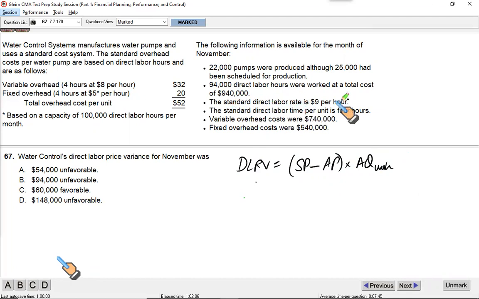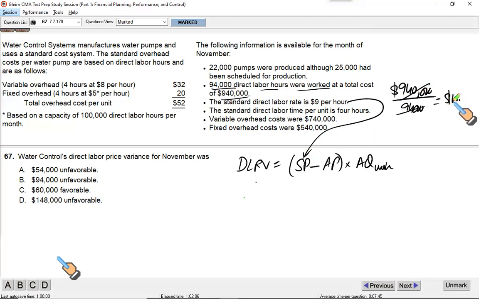The standard direct labor rate we pay to our worker is $9. But the line right above says 94,000 direct labor hours were worked at a total cost of $940,000. So $940,000 was the total labor cost for 94,000 labor hours, which means we paid at the rate of $10 per hour. This is the actual price we paid. Our standard price was $9, but the actual rate was $10. The standard price was 9, actual price paid was 10.